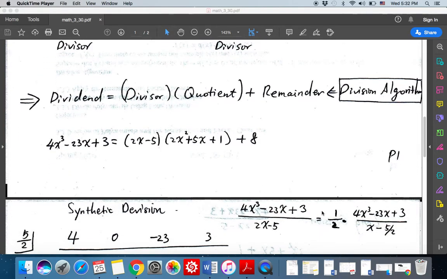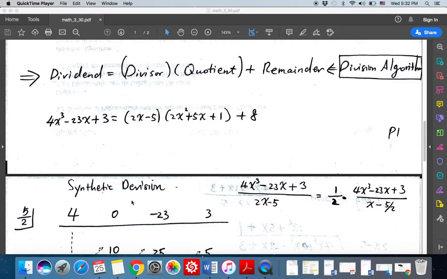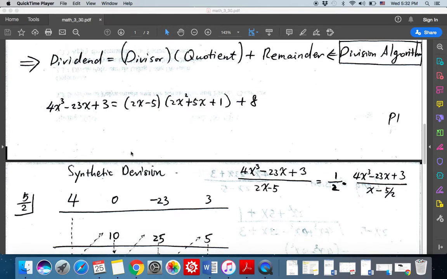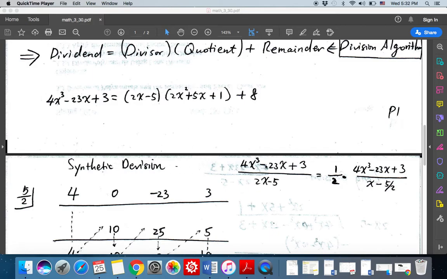When the divisor is a linear form with leading coefficient being exactly 1, we have a shorthand form for long division, which is called synthetic division. So we're going to work on the same example as we did earlier: 4x cubed minus 23x plus 3 divided by 2x minus 5. As I said, synthetic division only works when the divisor is a linear form with leading coefficient being exactly 1.